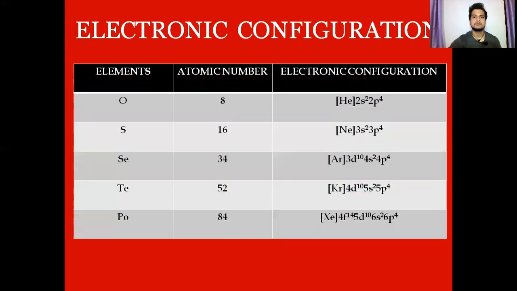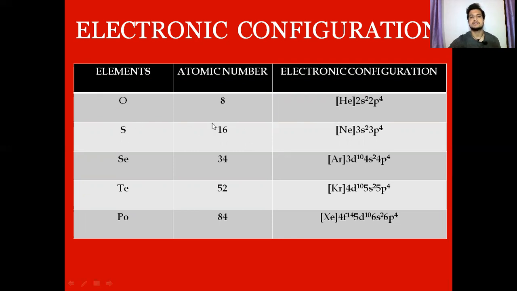Now coming to the electronic configuration of this particular group. You can clearly see, for oxygen, atomic number 8, it is 1s2, 2s2, 2p4, which can be written as He 2s2, 2p4 in brief. Instead of writing 1s2, we can write He, that is the nearest noble gas configuration.